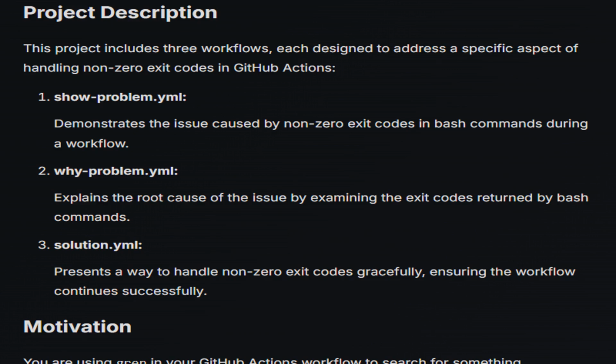This section outlines the project, which includes 3 distinct workflows focused on managing non-zero exit codes in GitHub Actions. The workflows are showProblem.yml, illustrating the issues caused by non-zero exit codes, whyProblem.yml, explaining the root causes by reviewing exit codes, and solution.yml, which proposes methods for handling these exit codes effectively.